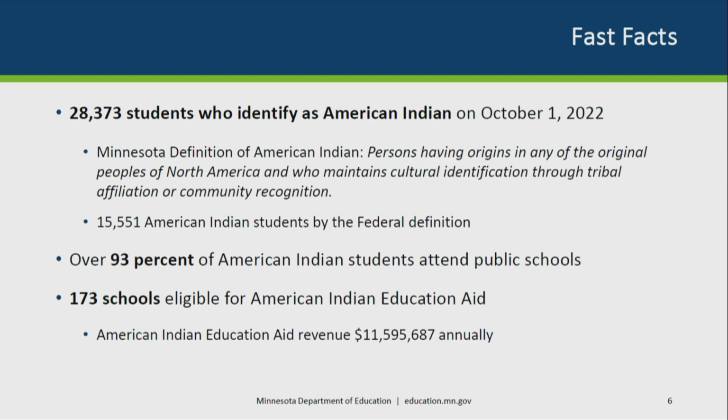American Indian Education Aid began in 2017, and we currently have 173 districts or schools that are eligible for this funding. This is based in statute, and we'll discuss it a little further in a further slide. But for now, we have nearly $12 million to fund the 173 eligible districts, charter, and tribal contract schools. This amount of funding is necessary to provide a basic foundation of programming.